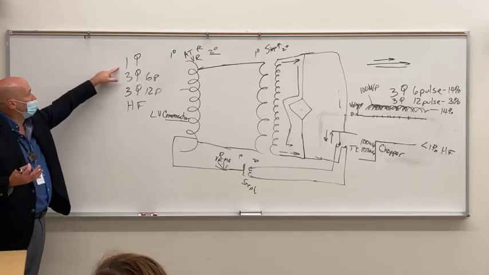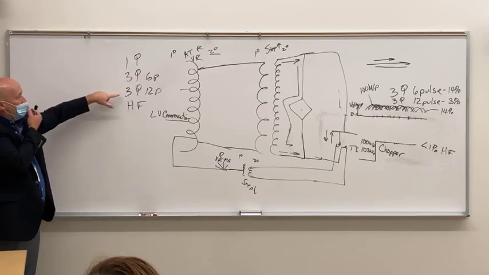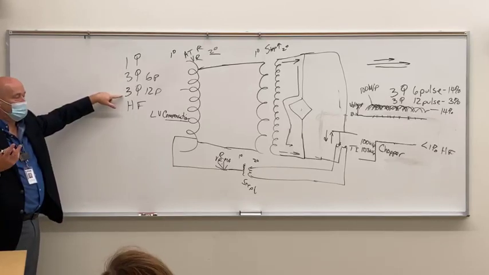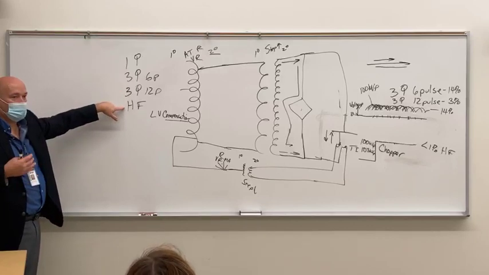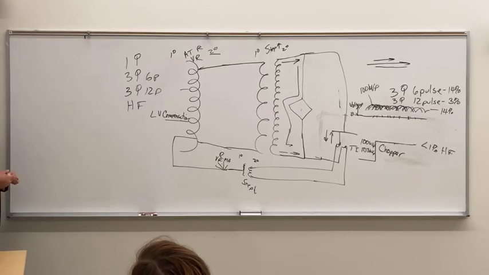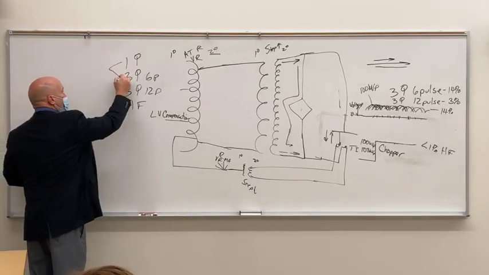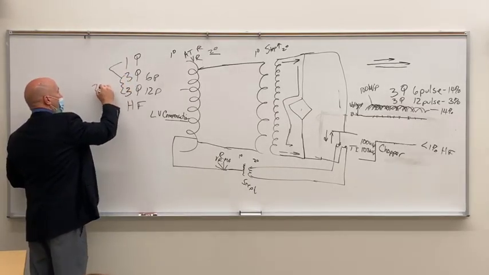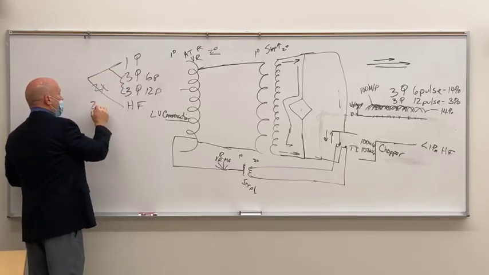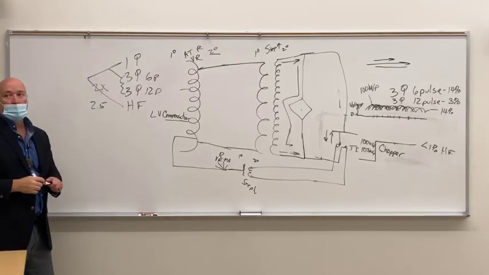So you would think that from 3-phase 6 pulse to 12 pulse, it would be a factor, again, of 2, right? And then from 3-phase 12 pulse to high frequency, it'd be something else. It's really not that significant. From single phase to either one of these, you're looking at a factor of 2. And from single phase to high frequency, it's about 2.5, okay?